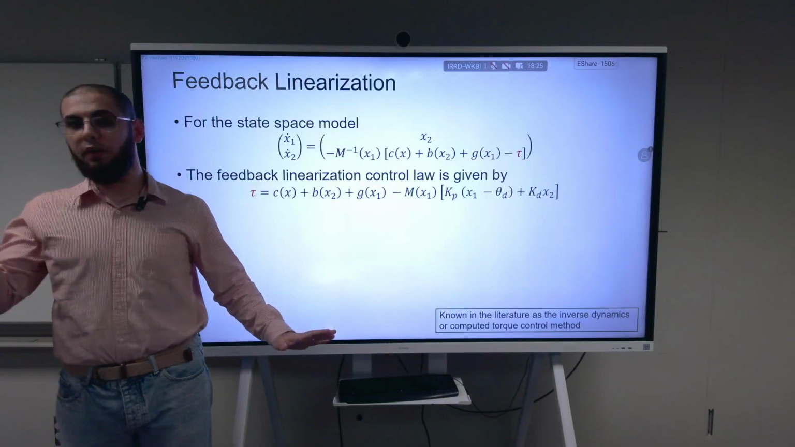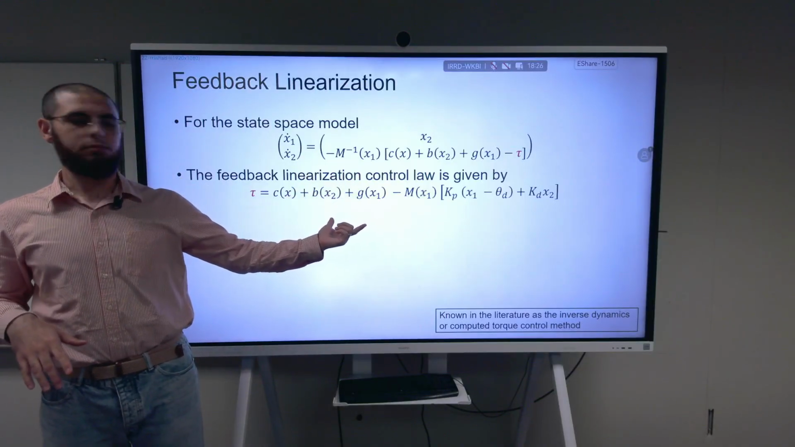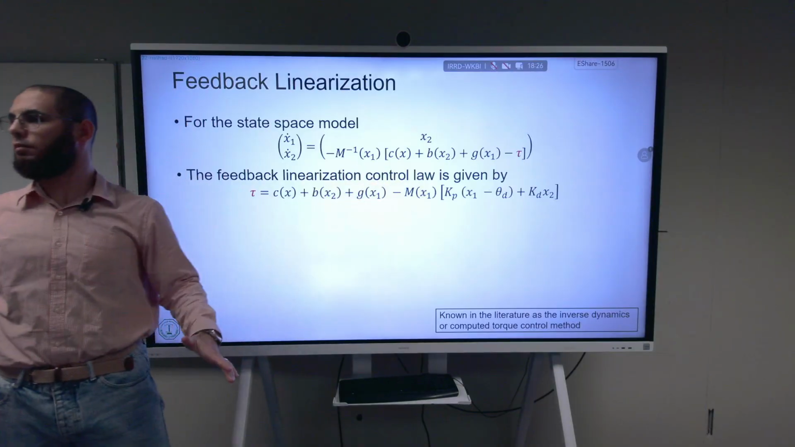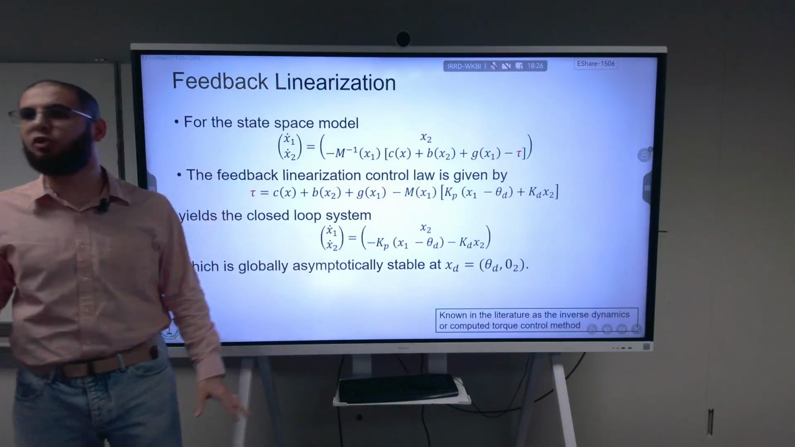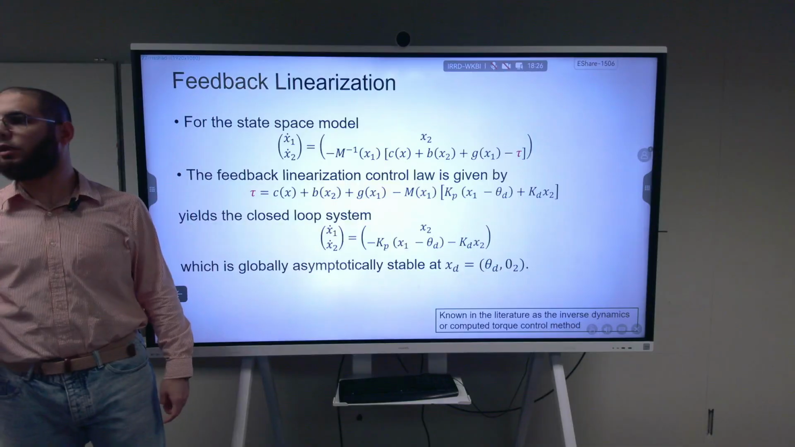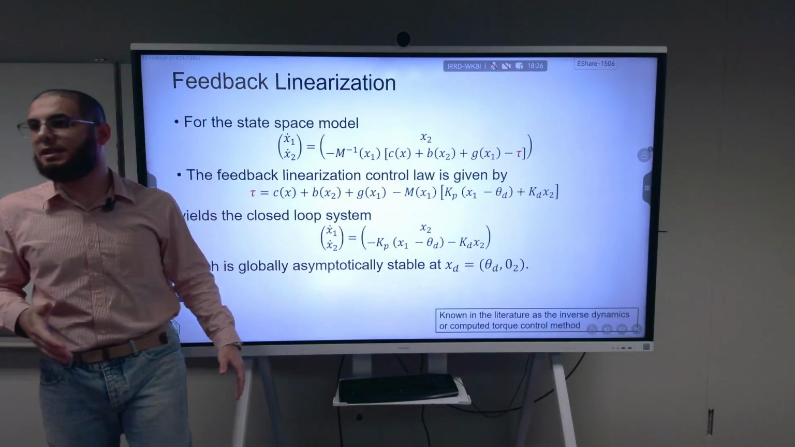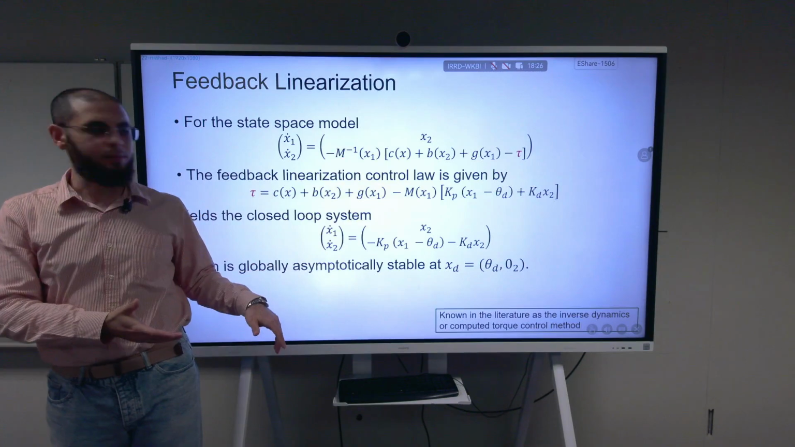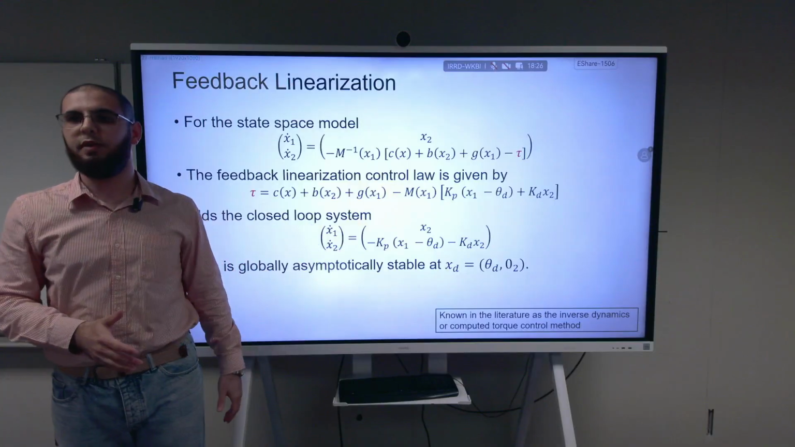However, I need to know here, in this controller, what do I need to know? G, B, C, and the M matrix. I need to know everything. This is usually known in the literature as the computed torque control method, CTM, computed torque method. This is only in the robotic literature. They know it as the computed torque method. However, in nonlinear control, this is simply known as feedback linearization.